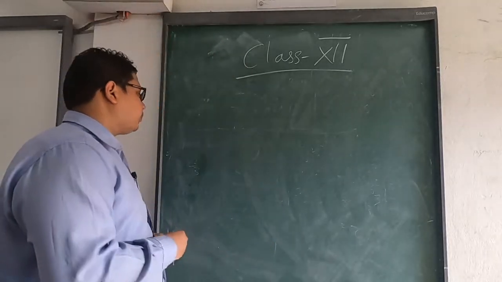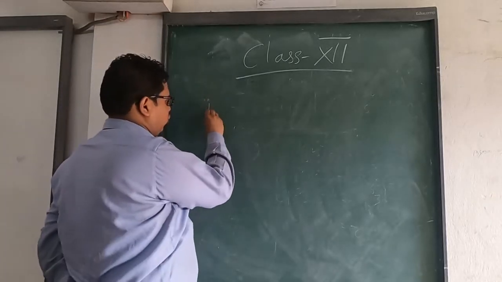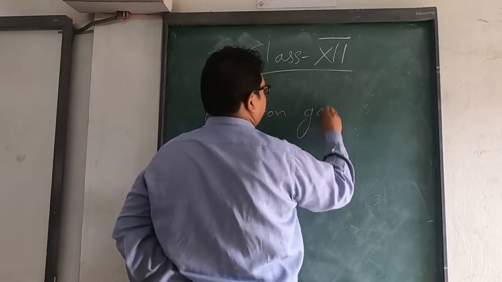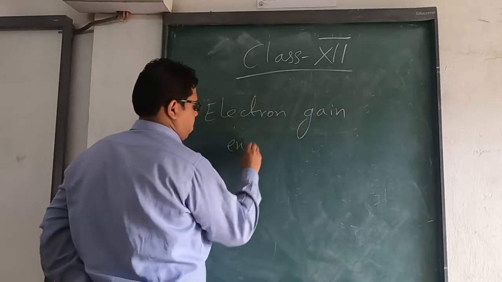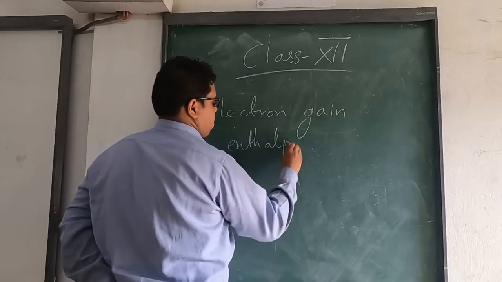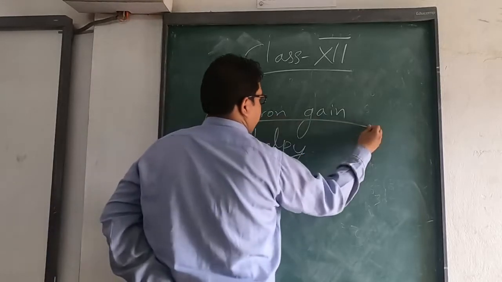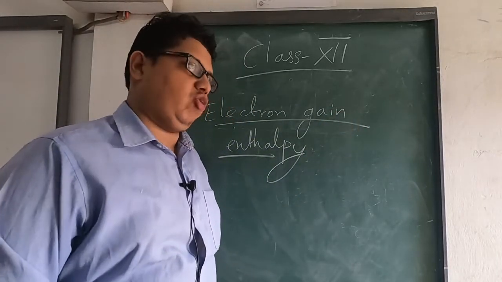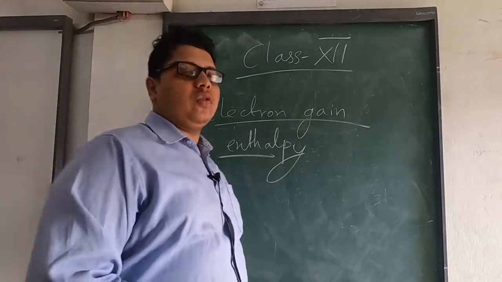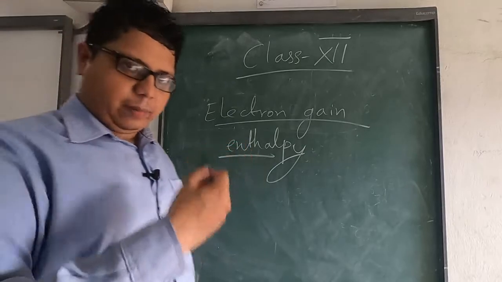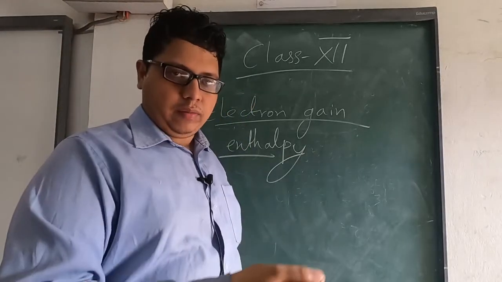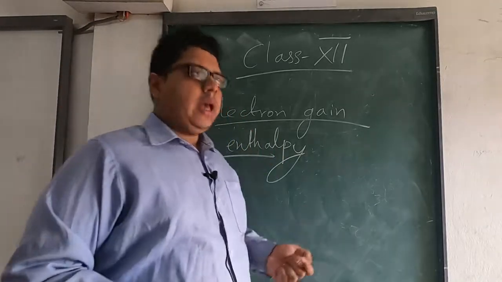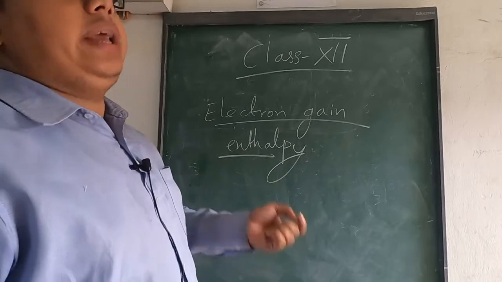Let's first mention the general thing, that is electron gain enthalpy. Electron gain enthalpy, in lower class you have studied this same term as electron affinity. The energy released when an electron is accepted or gained by an atom. Okay. So what happens here? They have a tendency, all of them have a tendency to gain electrons.